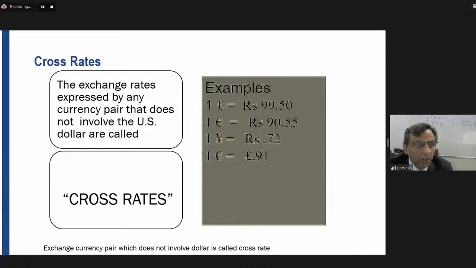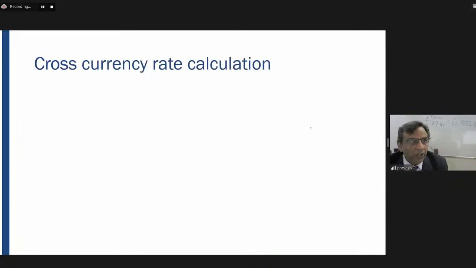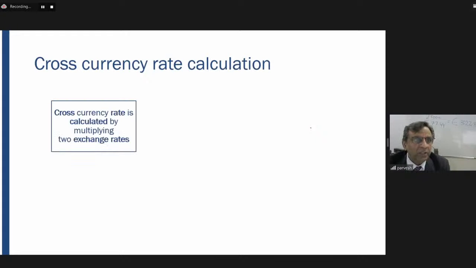And 1 euro is equal to 0.91 pound. Now this is again a cross rate because it doesn't involve any dollar sign. Okay, so there is no dollar in this, so it's a cross rate. Fine. 1 Swiss franc is equal to so many euros. So again, there is no dollar, so this is a cross rate. A currency pair which is written where there is no dollar, we say it's a cross rate. And why do we say it's cross rate? We'll just learn it. Okay. Now, first of all, we must know how do we calculate what is the currency rate, how it is calculated.